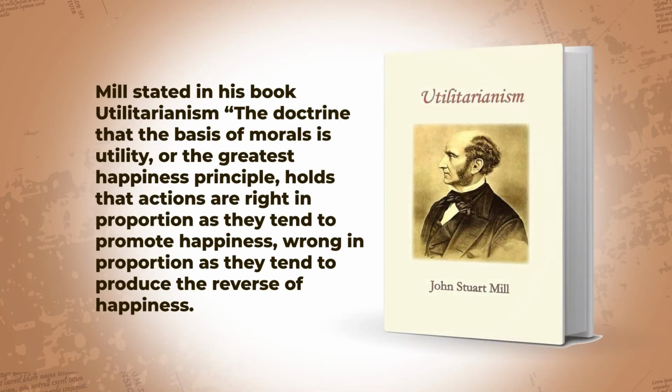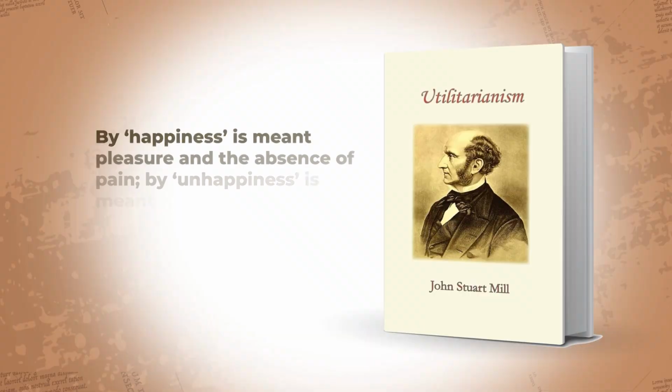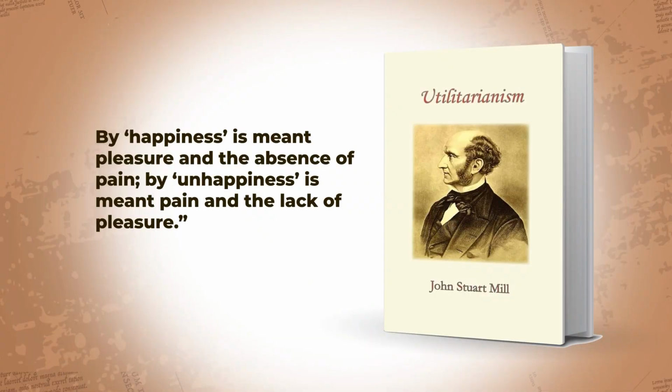Mill stated in his book Utilitarianism, and I quote, "The doctrine that the basis of morals is utility, or the greatest happiness principle, holds that actions are right in proportion as they tend to promote happiness, wrong in proportion as they tend to produce the reverse of happiness." And what would be the reverse of happiness but pain? "By happiness is meant pleasure and the absence of pain. By unhappiness is meant pain and the lack of pleasure."